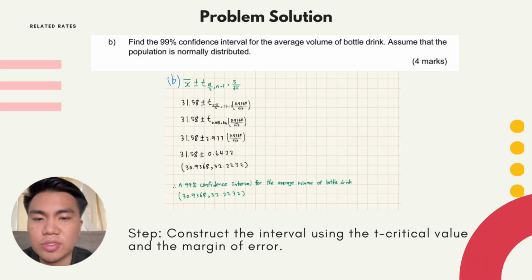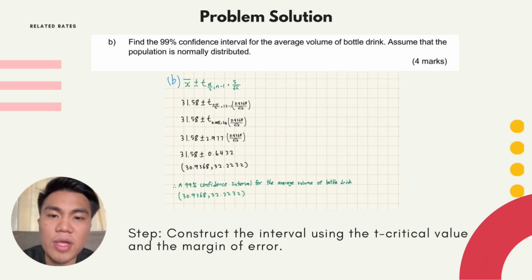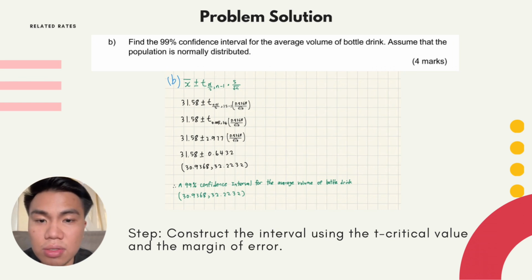My next step was to calculate the margin of error by computing 2.977 times 0.8368 over square root of 15, which I found to be 0.6432. Finally, I wrote 31.58 plus minus 0.6432. This gave me the lower and upper bounds for my interval, which are 30.9368 and 32.2232. This is my final answer for the 99% confidence interval for the average volume of bottle drink.